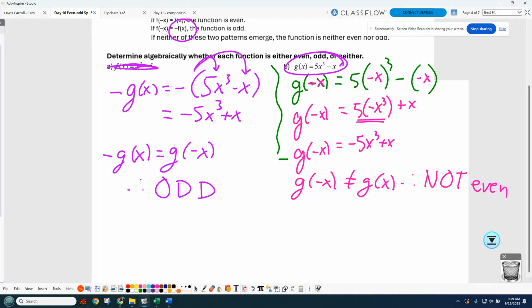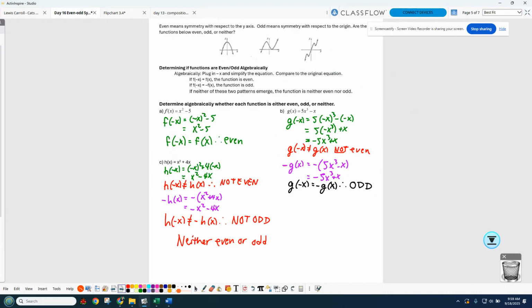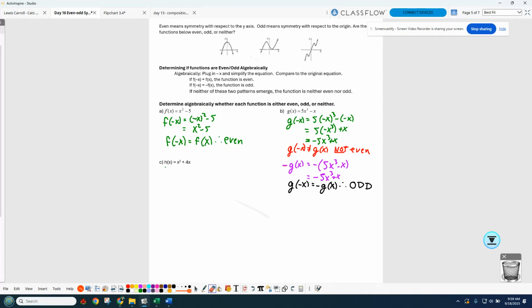Cameron? If it's not, how would you know? We'll do one of those right now. How did you get to knowing that it's odd? Negative g of x doesn't equal that one. So it's not even, it's neither. Neither is only if they both fail.